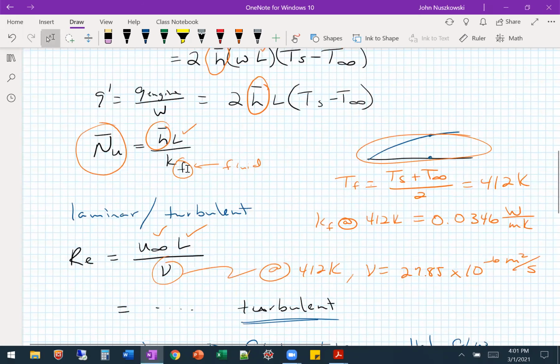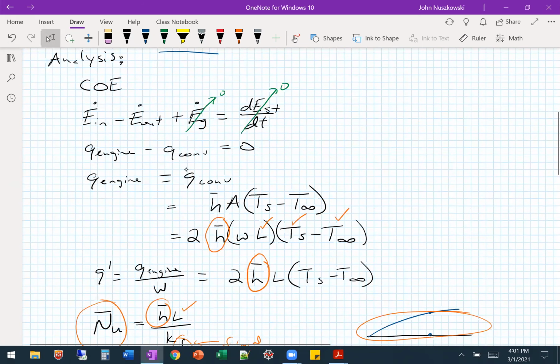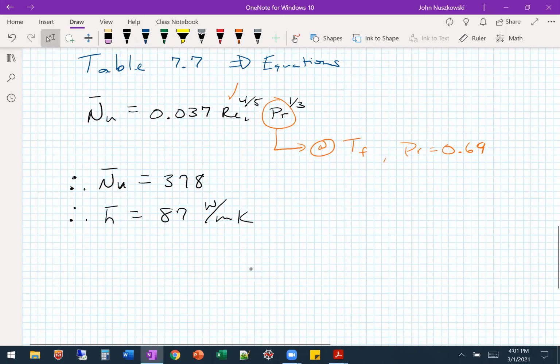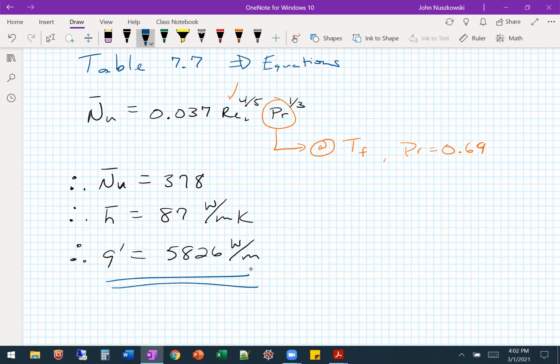And now we can go back to our conservation of energy with Newton's law of cooling and plug it in and solve for our heat per unit length. And we get 58.26 watts per meter. Okay. Any questions?